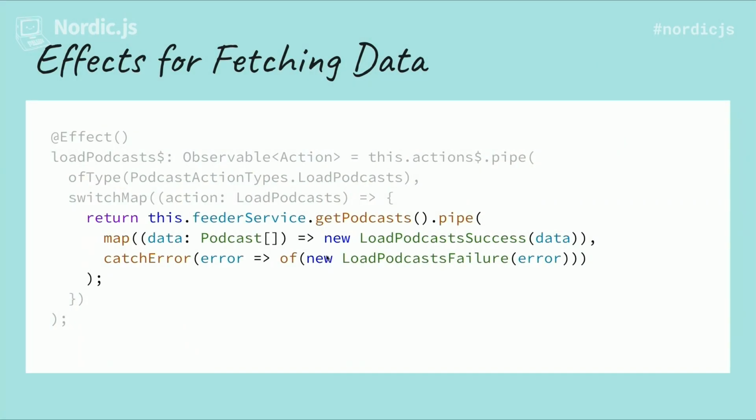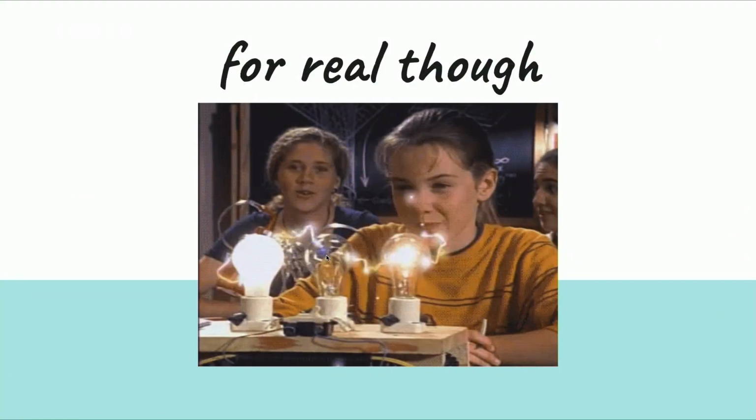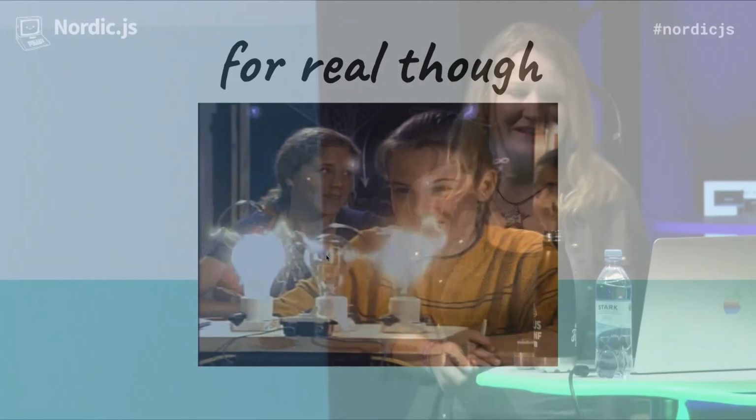So let's take a look at an effect for fetching data. Our effect looks for actions of a certain type, load podcasts, then calls the service to request the records and responds asynchronously with either success or error as a failure action. So this is pretty magical. We can add the RxJS startWith operator to trigger the effect immediately upon startup to hydrate our app. How about that? Effects drive many of the things that happen in our applications.